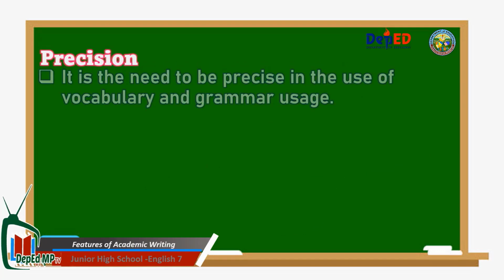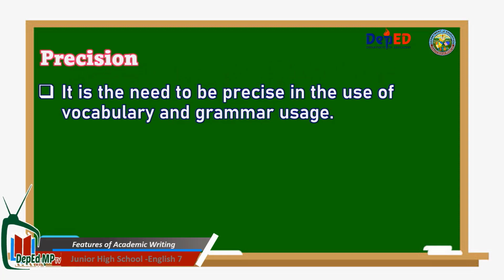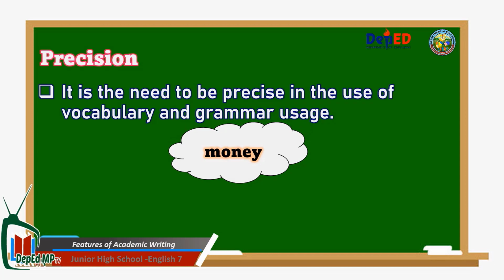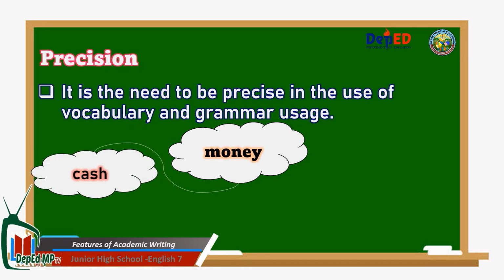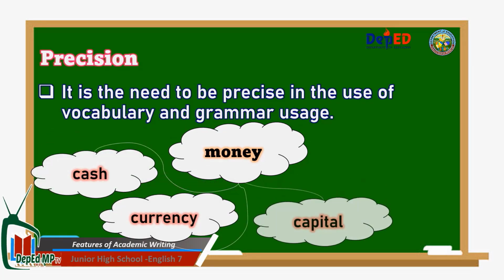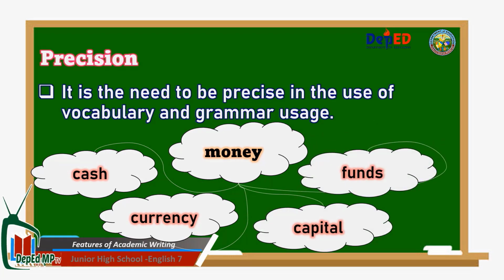Precision. From the word precise, we need to be exact or accurate. Being precise means to choose the right word for an intended purpose, to be selective in an effort to clearly convey the purpose and meaning of the writing. Let's look at the word money. It has a lot of synonyms like cash, currency, capital, and funds. Despite having many synonyms, each has a specific use.